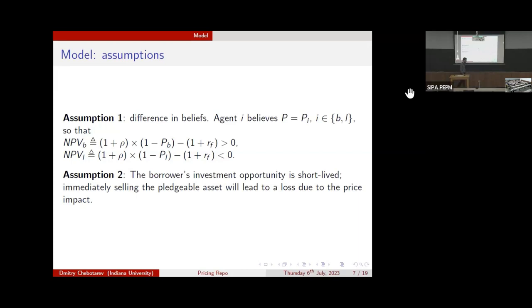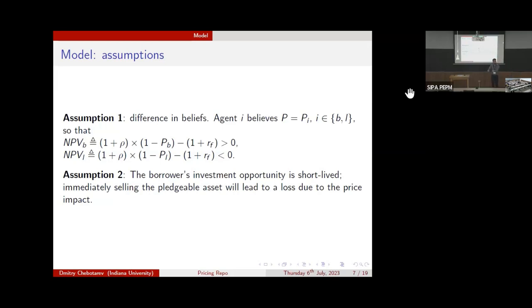Suppose that you are a borrower and you have this collateral asset which you can also sell, and you're waiting for an investment opportunity to arise. And once it arises, there is a window of opportunity, which is quite short. Other banks, people, whatever, can find this investment opportunity as well. So you need to invest right now. If you want to invest right now, you can either pledge your asset as collateral, or you can sell it in the stock market.